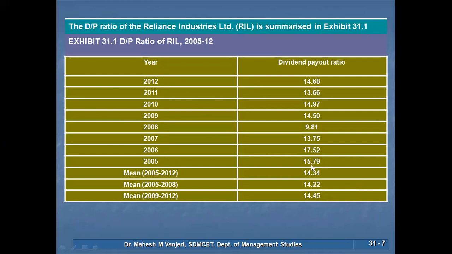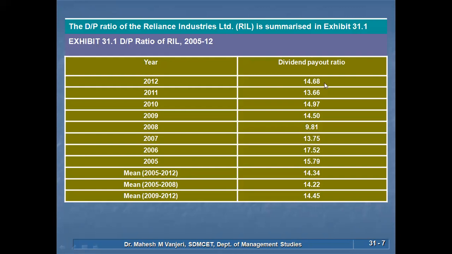The dividend payout ratio of Reliance Industries Limited in 2005 was 15.79. In 2006, it increased to 17.52. 2007, 13.75, decreased. 2008 further decreased. 2009 again increased to 14.5. 2010, 14.97. 2011, 13.66. 2012, 14.68. The dividend payout ratio of Reliance Industries Limited in the year 2012 was 14.68%.